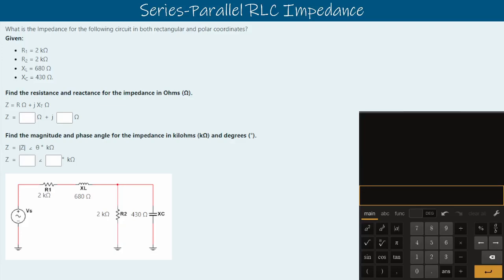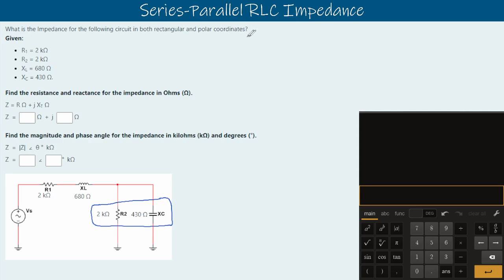Hello and welcome. In this video, we are going to calculate series parallel RLC impedance. In this case, since we have both combinations of series and parallel with inductors and capacitors, we need to use our susceptance equations. So that is where we are going to start. We'll break down our R2 and XC section first, and then we will break down XL and R1 together and then combine them together at the end.